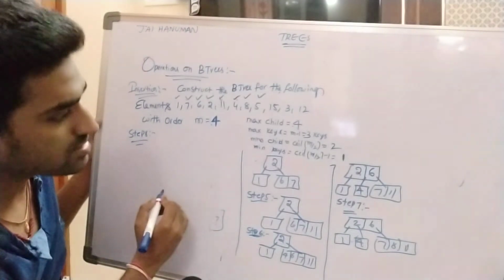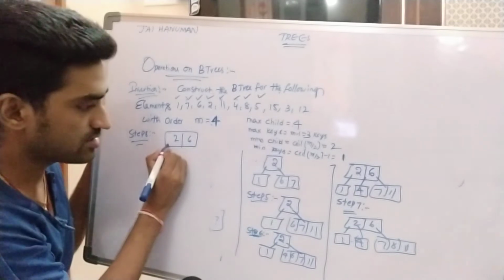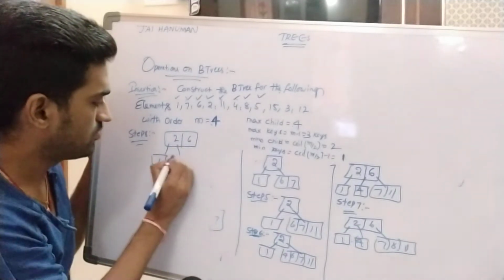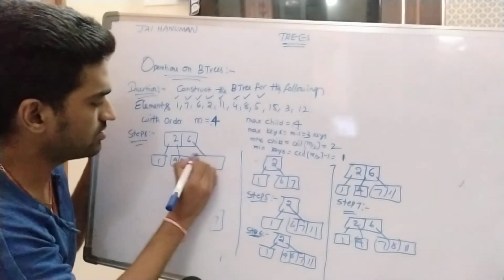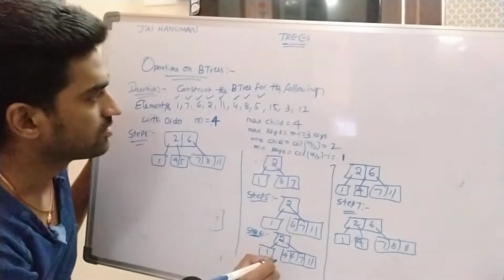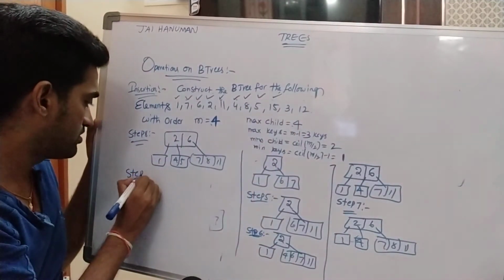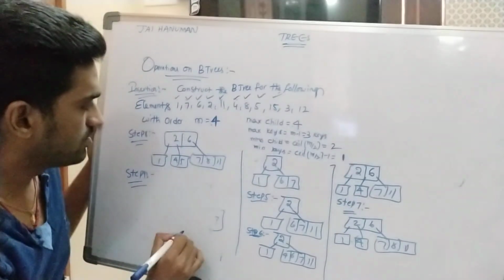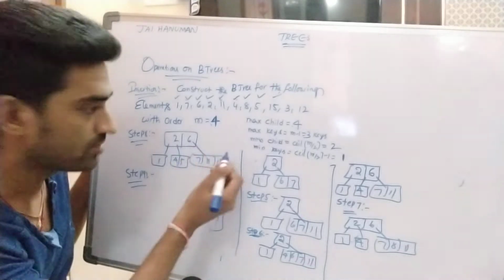So here we are inserting 5, 2, 6. So we are inserting 1, 4, 5, 7, 8, 11. This tree also satisfies all the properties of fourth order B tree. Fine. Then we are inserting 15. So 15, step 9, 15. When compared to 6, 15 is greater value. So that's why we are inserting right of 6.